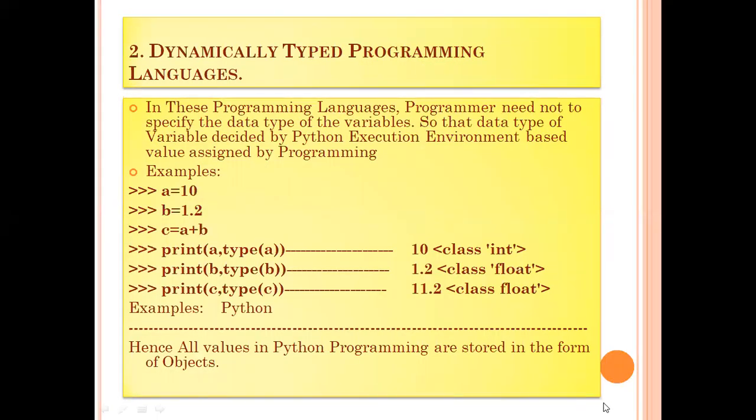Hence, all the values in the Python programming language are in the form of objects. This is an integer value. This is a float value. So I'm going to paste this example also. Today we are going to wrap up the session with this, and definitely you will get the PDF.